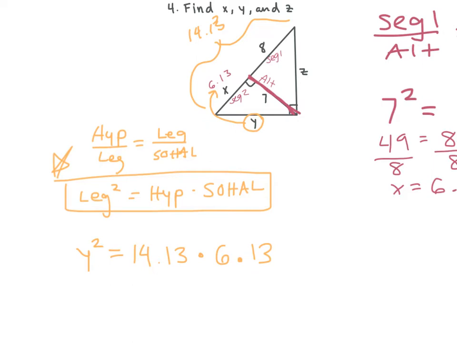It's 86.6. And then you need to take the square root of that. So you get 86.6, and then you take the square root. That gives 9.3.